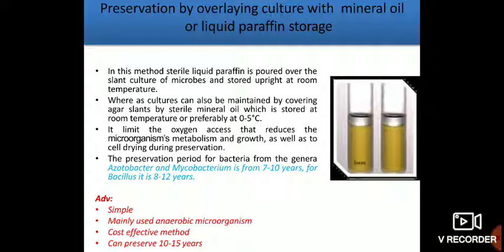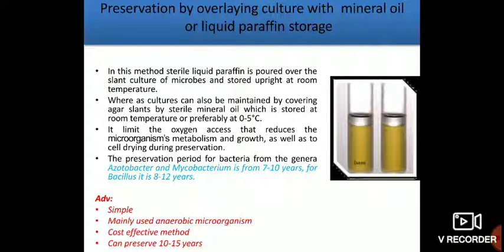It limits the oxygen access, which reduces the microorganism's metabolism and growth, as well as cell drying during preservation. So the use of this oil is that it prevents the oxygen supply. Oxygen cannot easily pass into the microbial cell, so the microorganism's metabolism and growth are arrested, and cell drying can also be prevented. Through this preservation technique, we can preserve bacteria such as Azotobacter and Mycobacterium for 7 to 10 years, and Bacilli for 8 to 12 years.